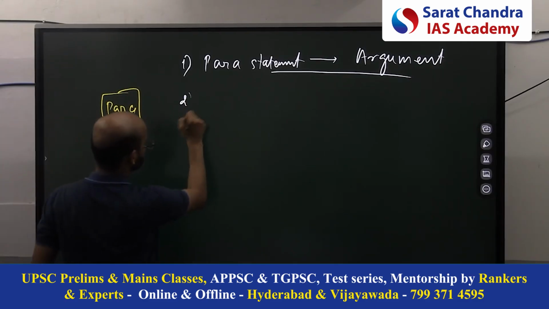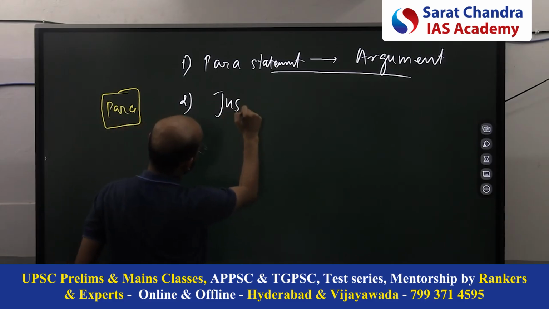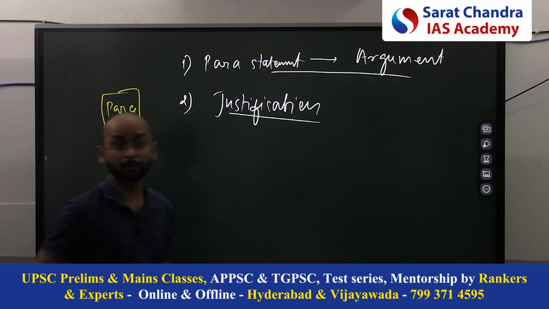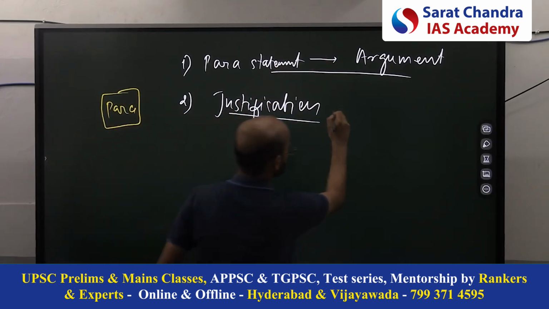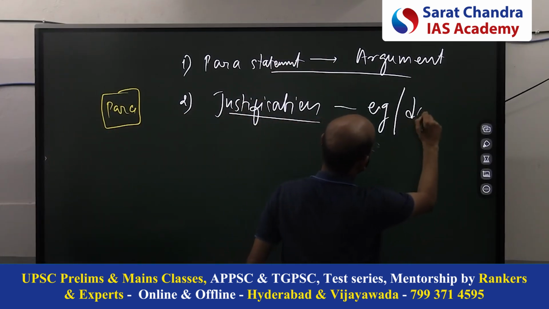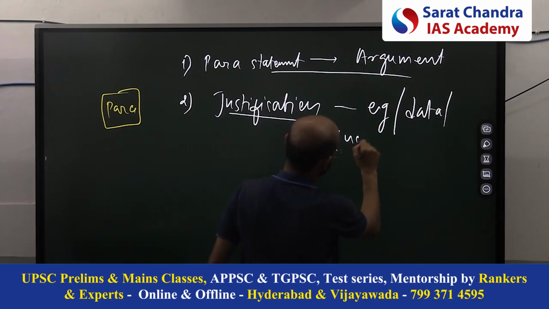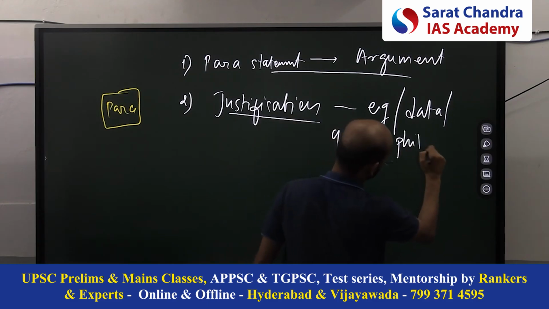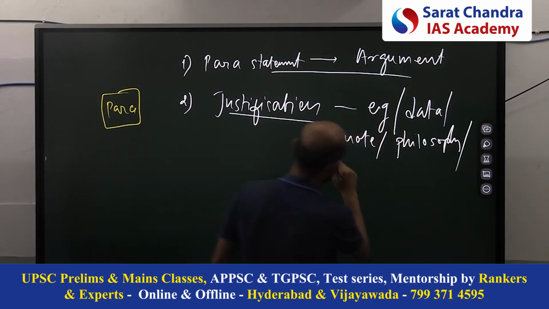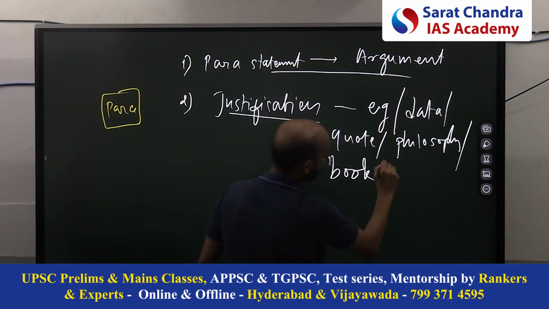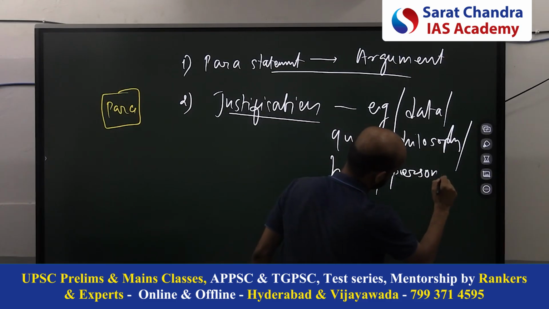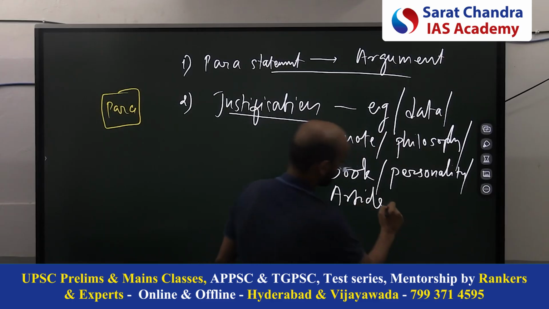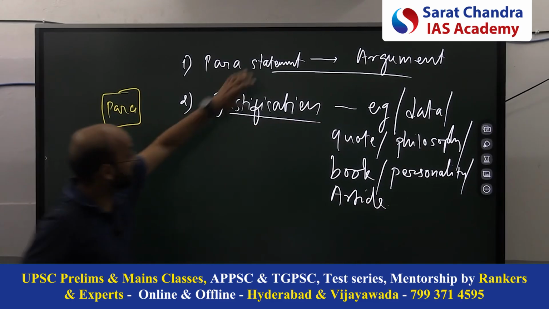Then the second thing is the justification. The second line will be the justification. You have to justify your argument. This can be one example, data, a quote, maybe philosophy. You can talk about any book name, any personality, article of the constitution, anything. Basically, you are making an argument.